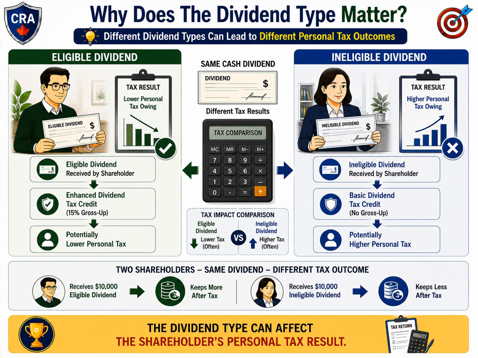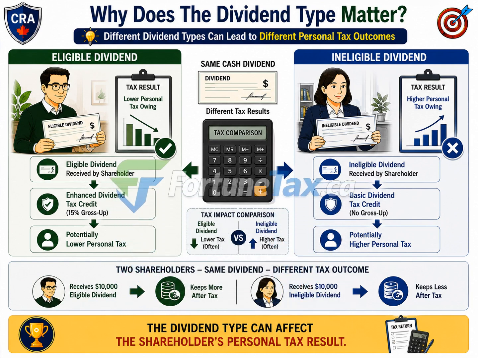This reflects the fact that the underlying corporate income has often been subject to higher corporate tax rates before being distributed. Because of this enhanced credit, eligible dividends can sometimes result in a lower personal tax burden compared with an equivalent ineligible dividend. The exact outcome depends on the individual's province, income level, and overall tax situation. But the general concept is that eligible dividends often receive more favorable tax treatment.